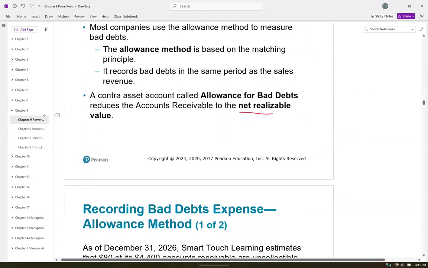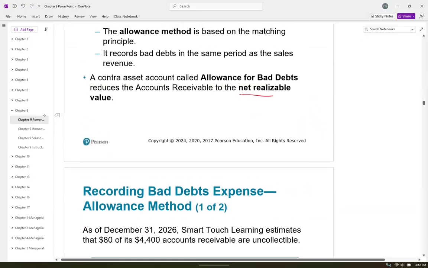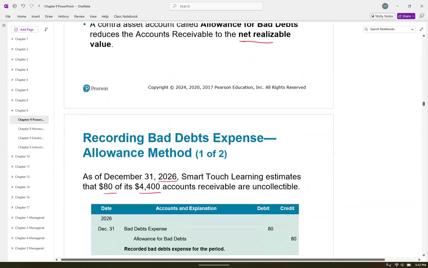So we've kind of talked about net realizable value. So now let's look at an example, December 31st, 2026. Smart Touch Learning estimates that $80 of its 4,400 accounts receivable are uncollectible. Okay. So they're telling us the number. You're going to actually have to learn to calculate it. They told us right here. The journal entry will be to debit bad debt expense, credit the allowance for bad debts.